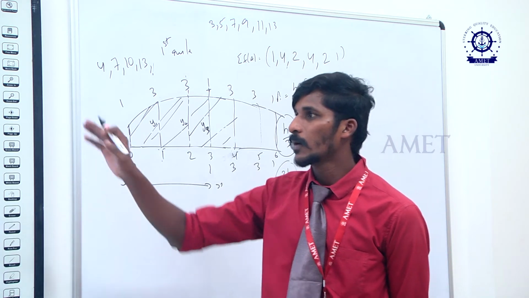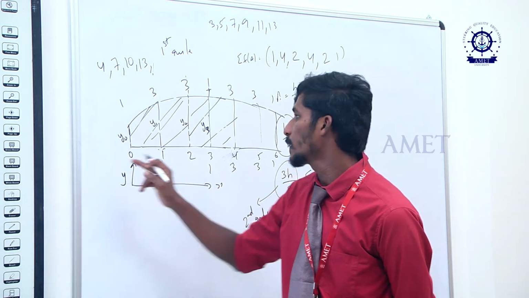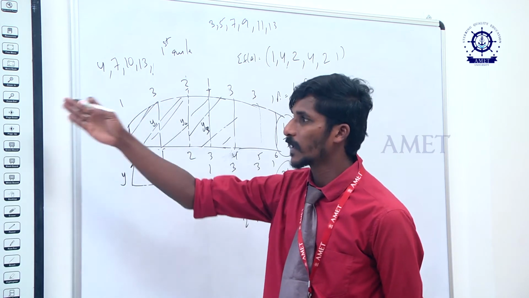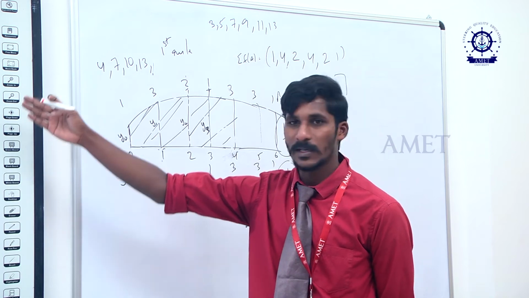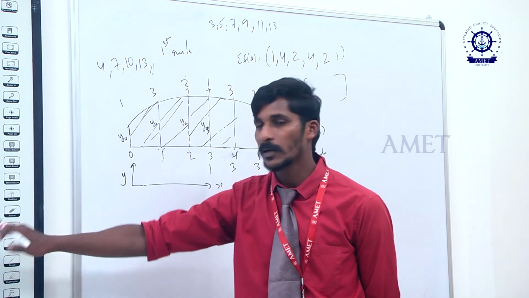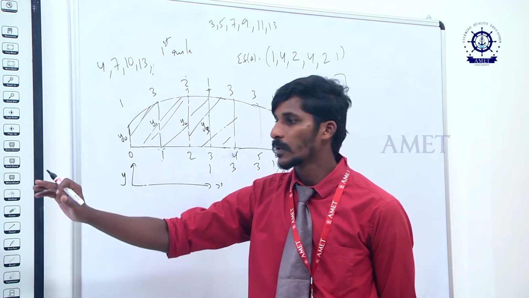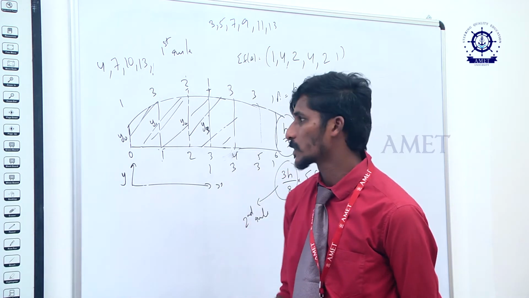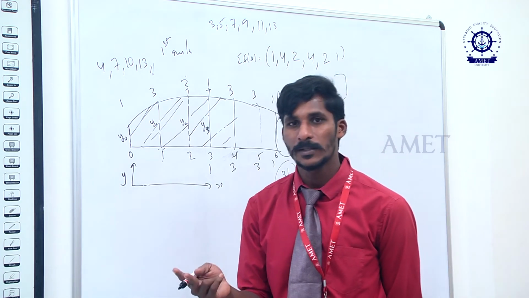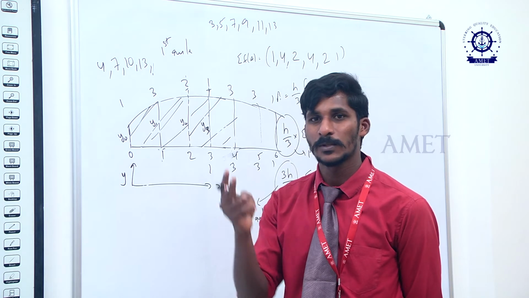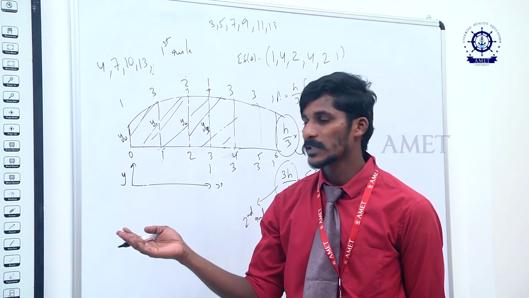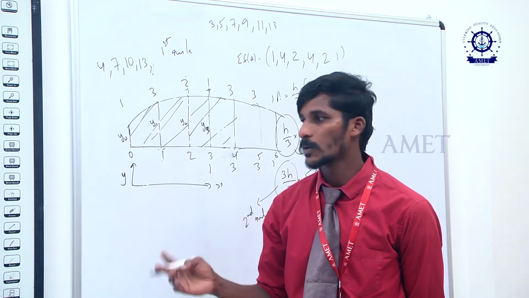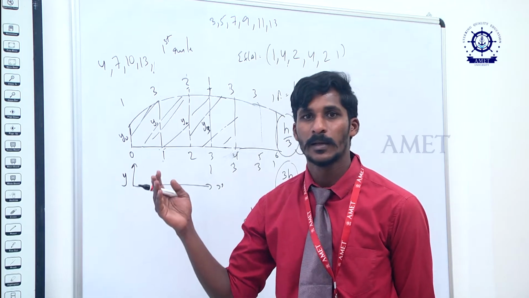Now each ordinate has to be multiplied with the Simpson multiplier, and you will get the area. This is called the function of area. The sum of all these gives the total summation of area, which is multiplied with 3h by 8. So that's what I told you previously: when you apply the first rule, the spacing factor should be h by 3, and when you apply the second rule, it should be 3h by 8. So don't be confused when applying different Simpson's rules.